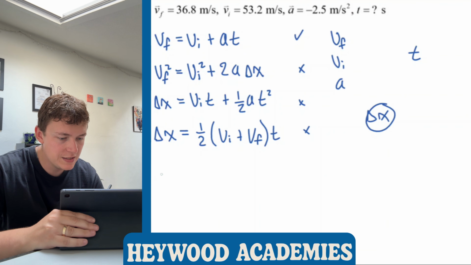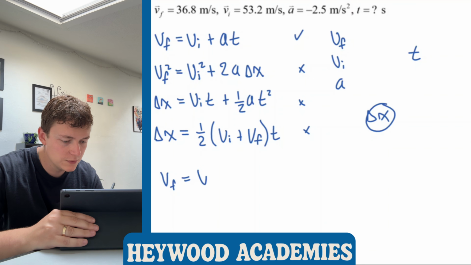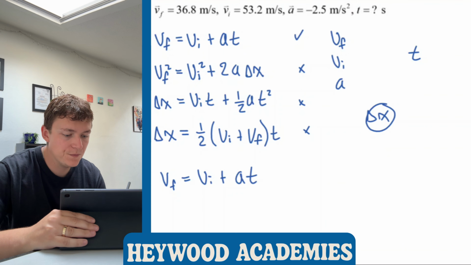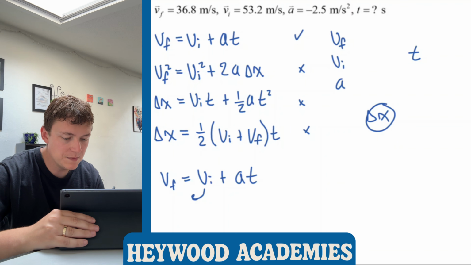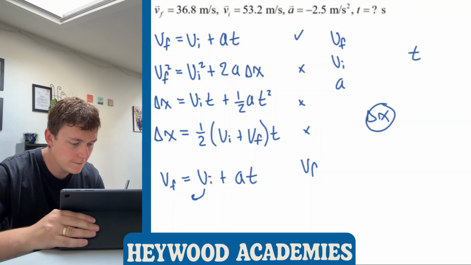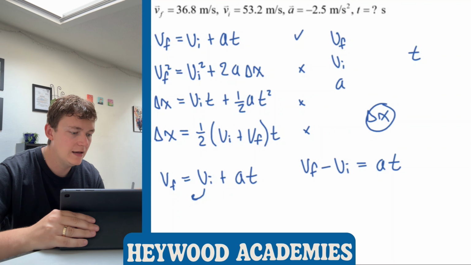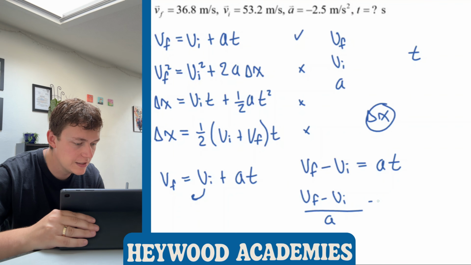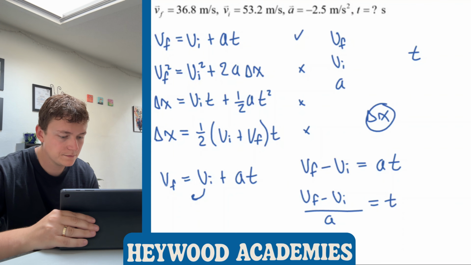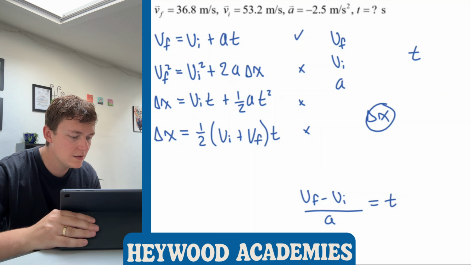So we can start with that first equation. Velocity final is equal to initial plus acceleration times time. Now we want to solve this for time. So to do that, we've got to take that initial velocity over to the left side of the equation, and we've got to subtract it. So we'll get final velocity minus initial velocity is equal to acceleration times time. And then to get the time all by itself, we're going to divide by acceleration. So we'll divide both sides by acceleration, and we'll get v final minus v initial over acceleration is equal to time. So that'll be our equation that we can work with to start us off here.